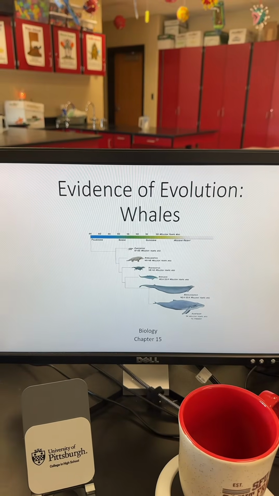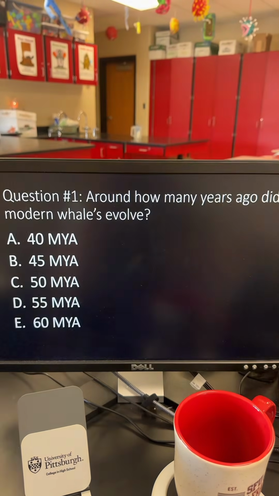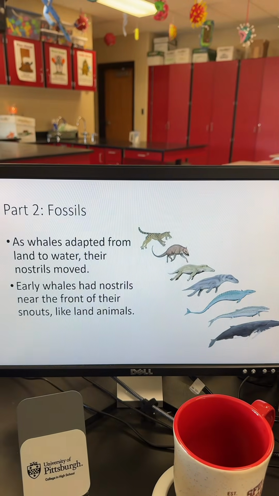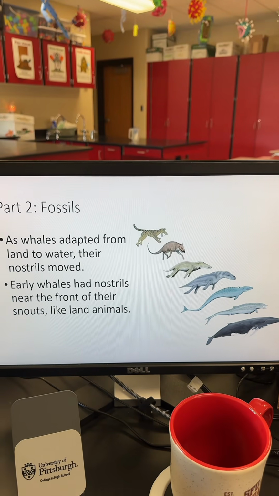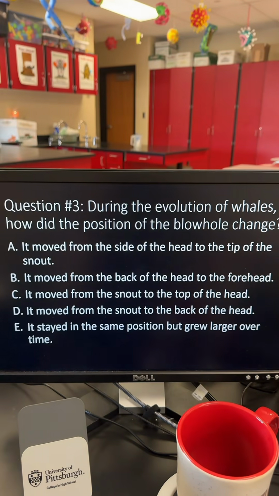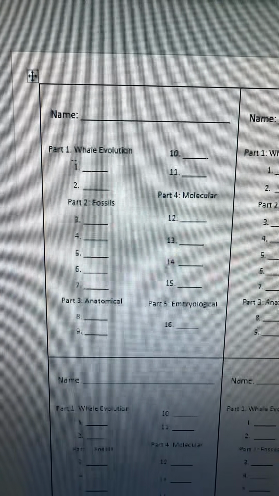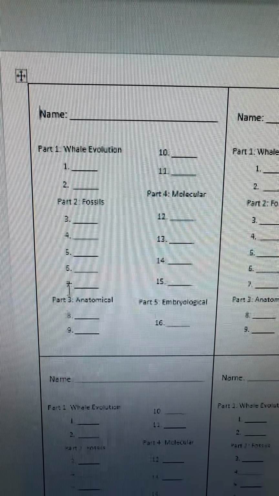So a couple weekends ago, I made this case study about the evidence of evolution and focused it on whales, going over the whale evolution and how they used to be land mammals that evolved to move back into the seas. And just like in my AP classes, they have multiple choice questions they have to answer. Now for my biology classes, I made this little quarter sheet with all of the questions that they have to answer. But the first time that I tried this out with my students, I think it went really well.